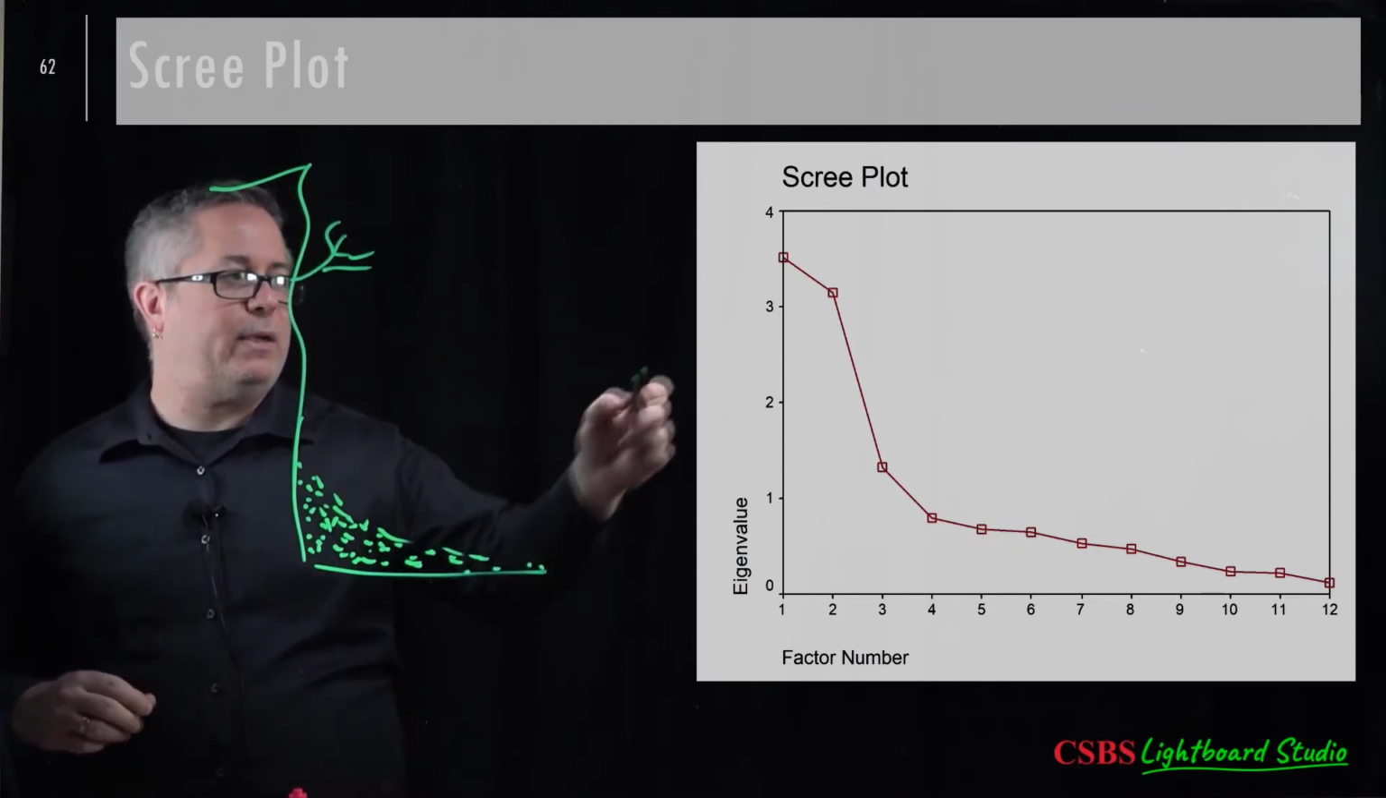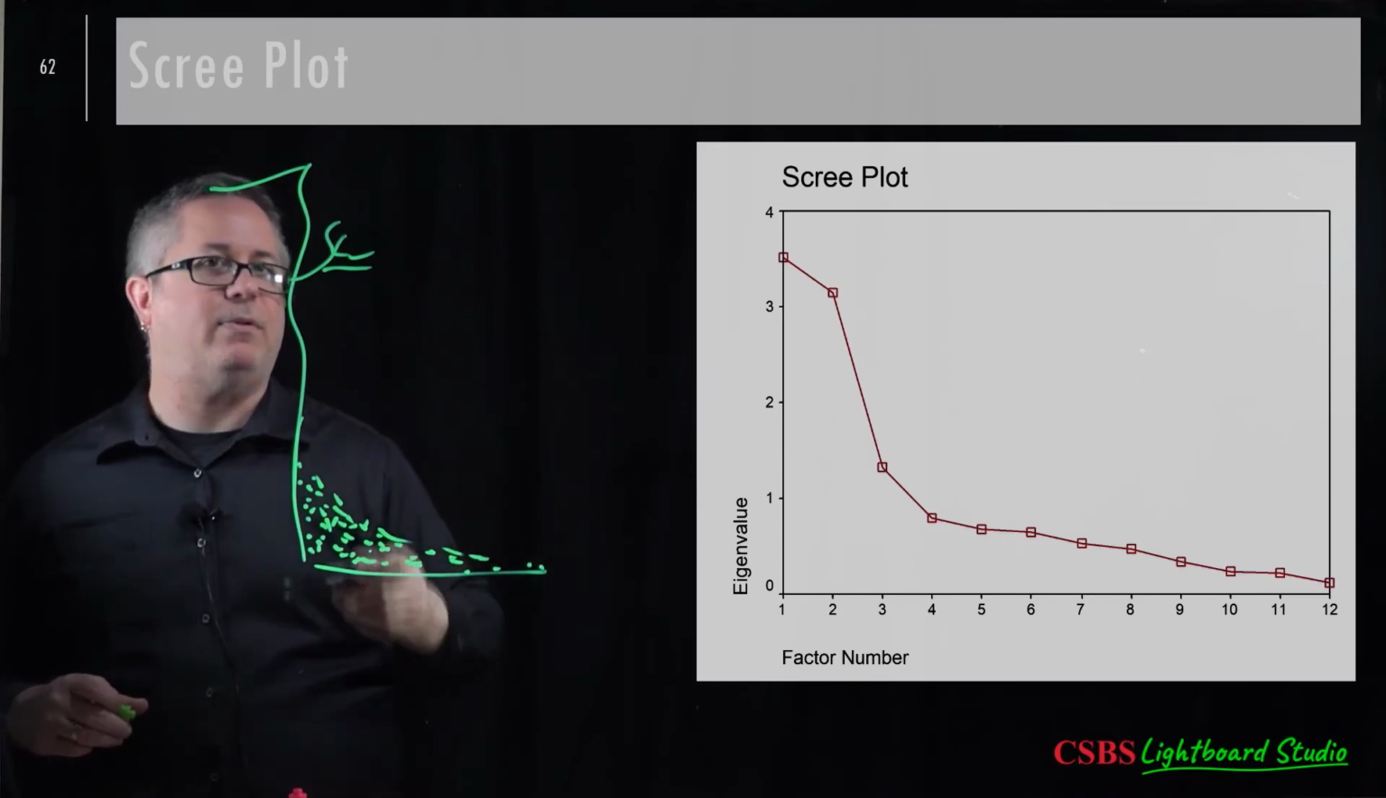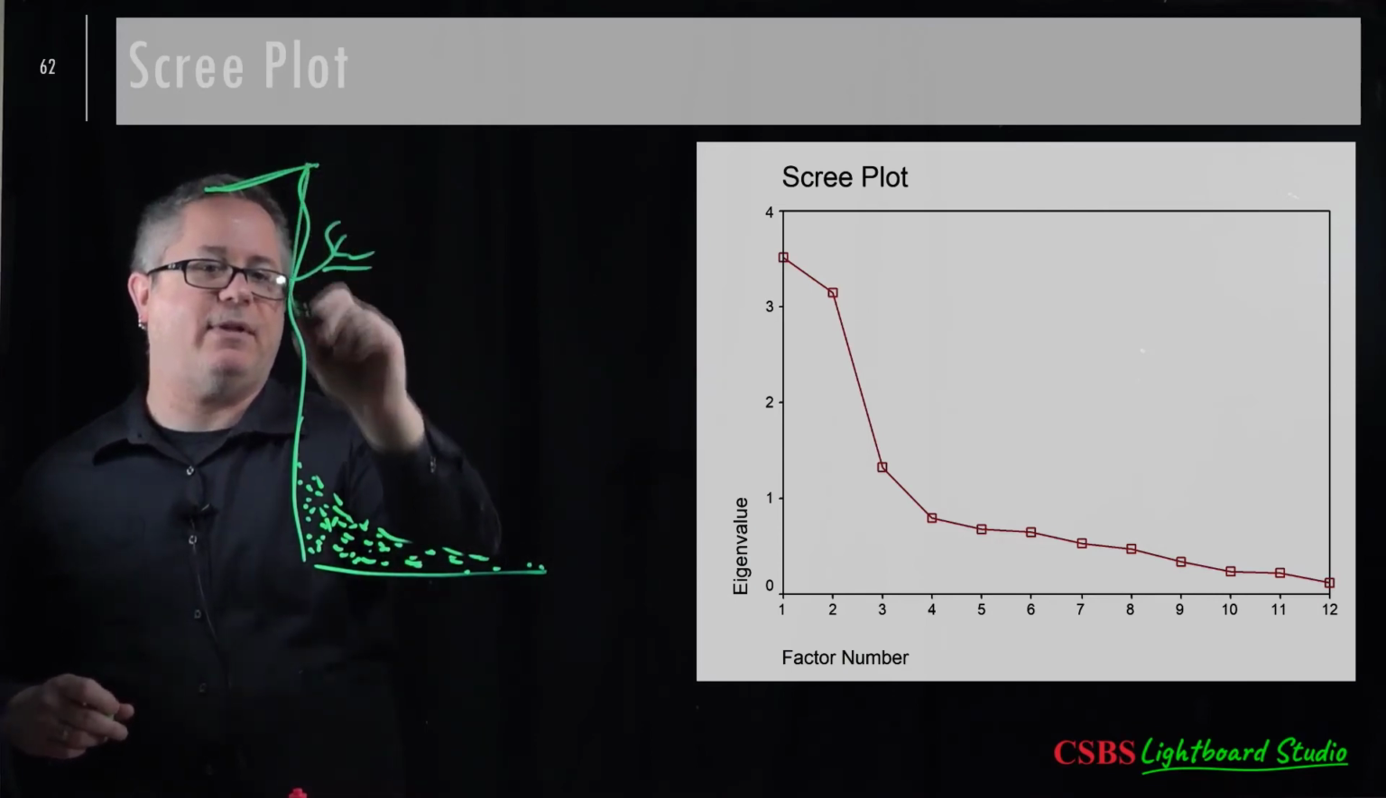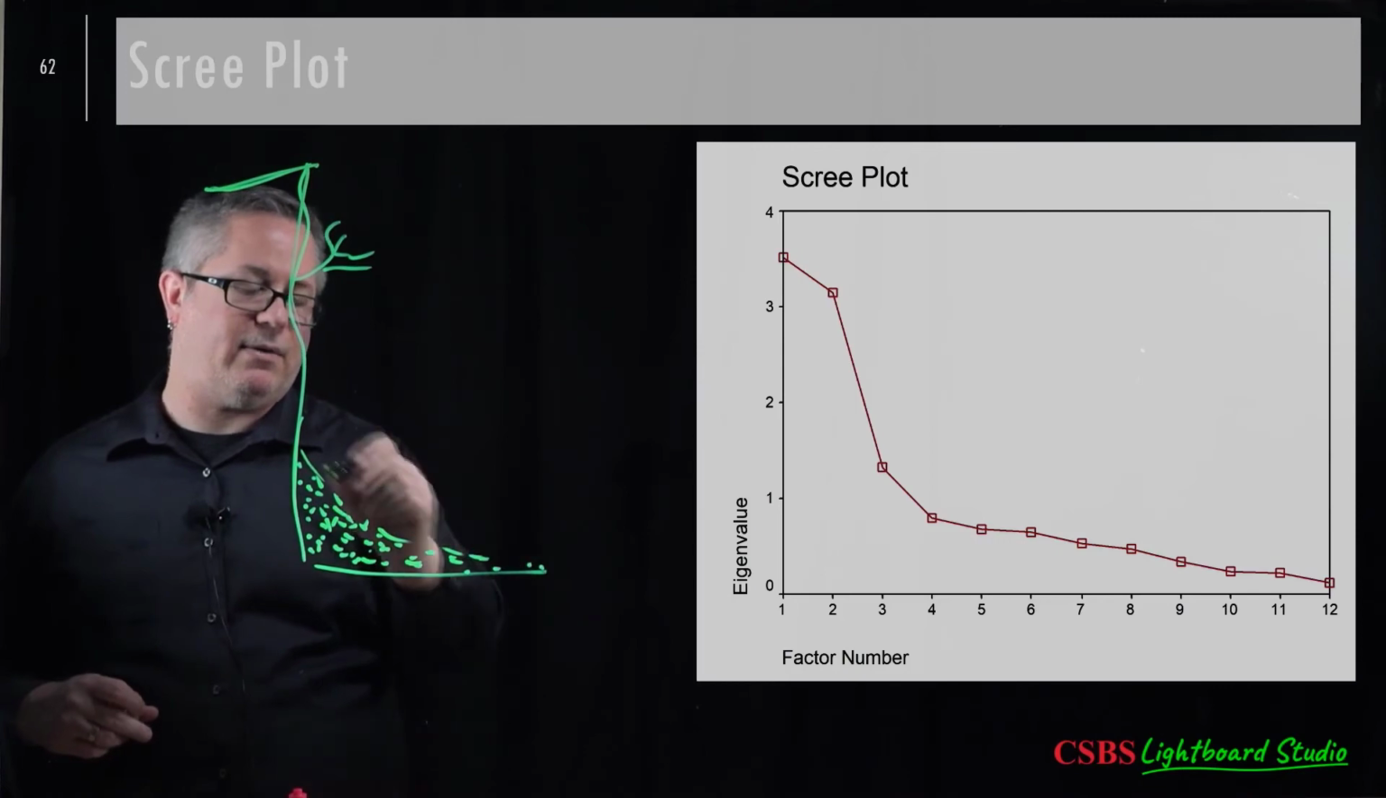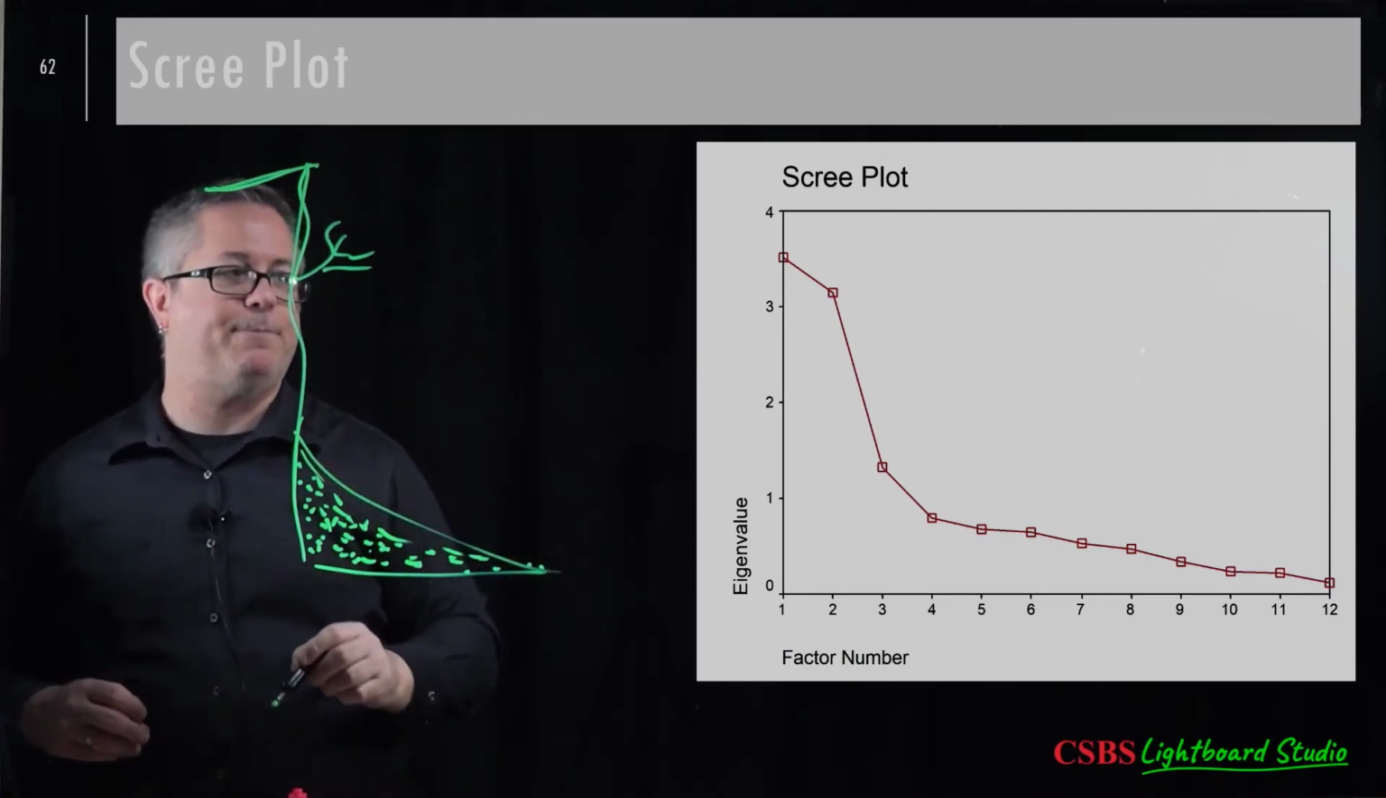In the same way, the Scree plot is supposed to help you tell the difference between the cliff itself and the scree, right? So what is scree and what's really cliff?